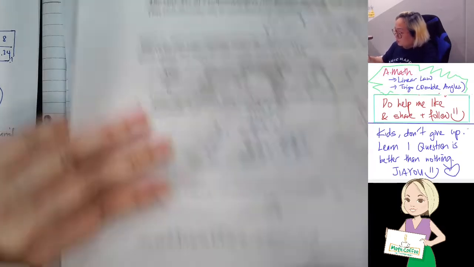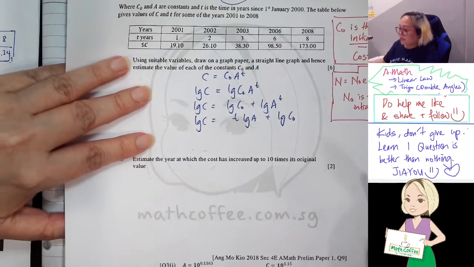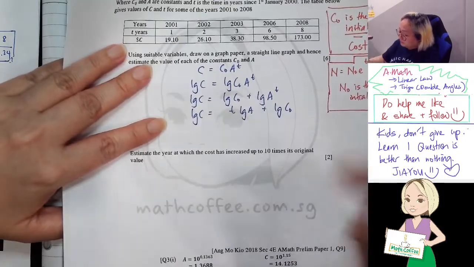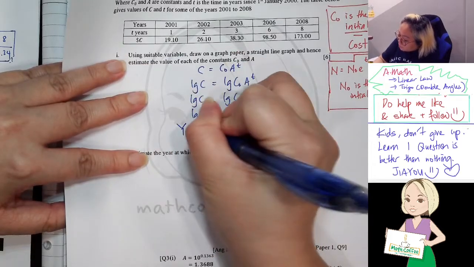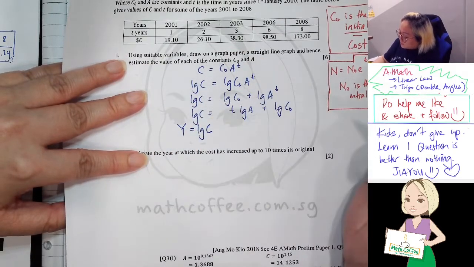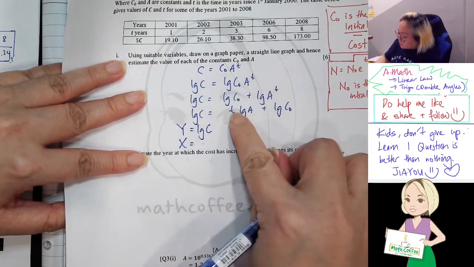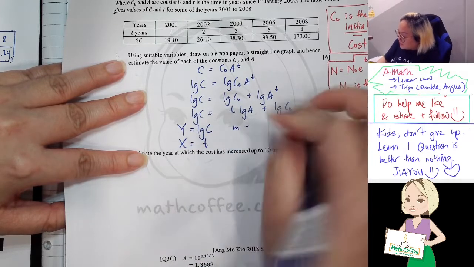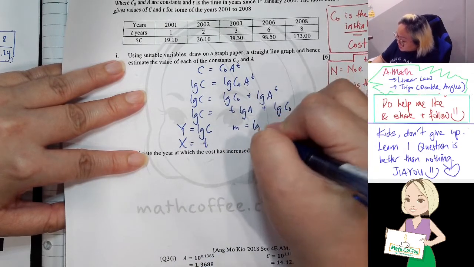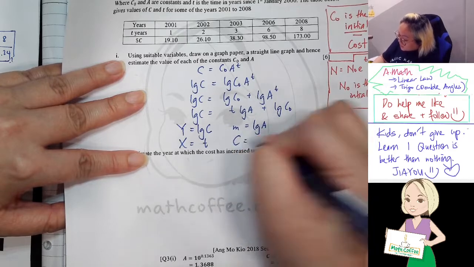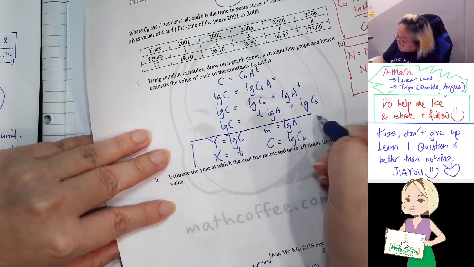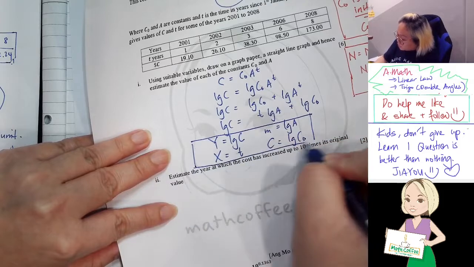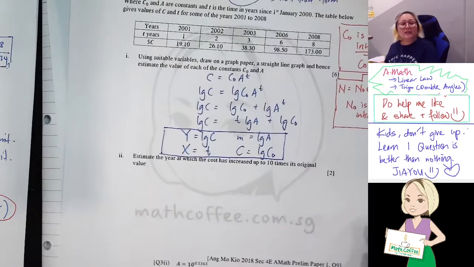Okay, so let's move on. Remember, we need to write out what is my big Y and big X. So my big Y is equals to log C. My big X is actually the small t. My gradient for this case is actually the log A. And my big C for this case is actually log C naught. So box this up, because we're going to refer to this to find our answer later.